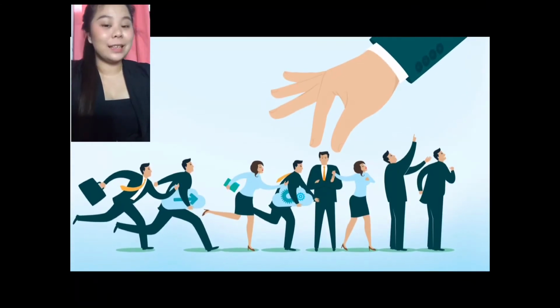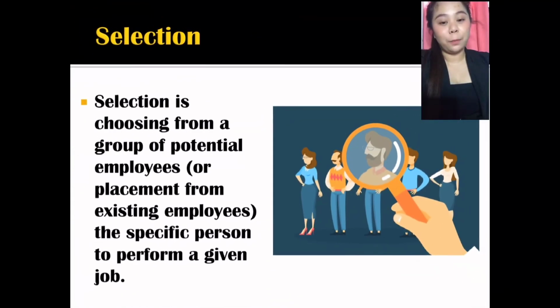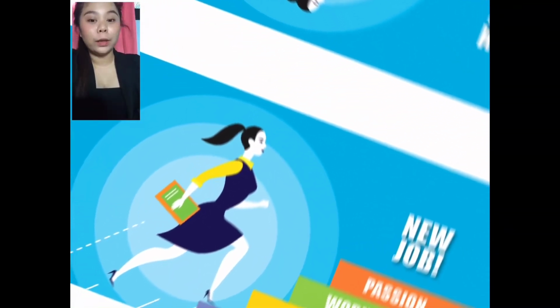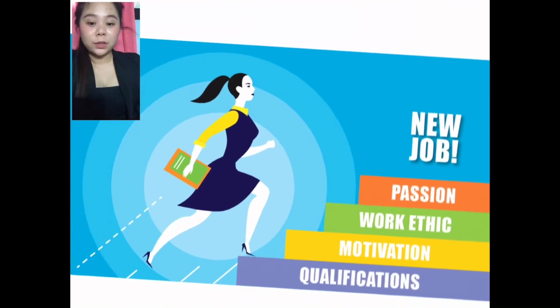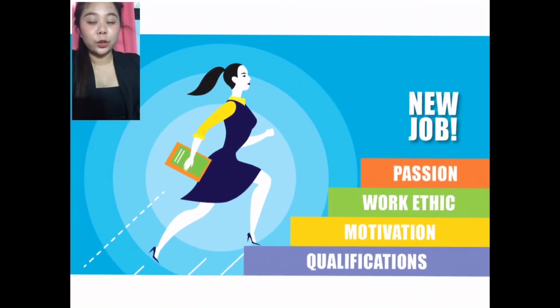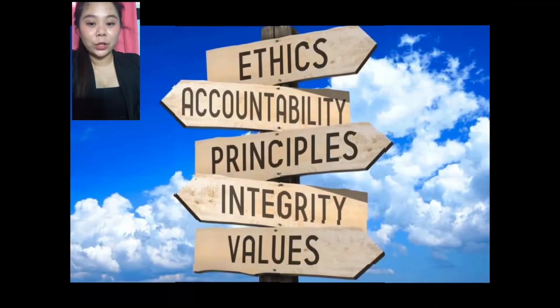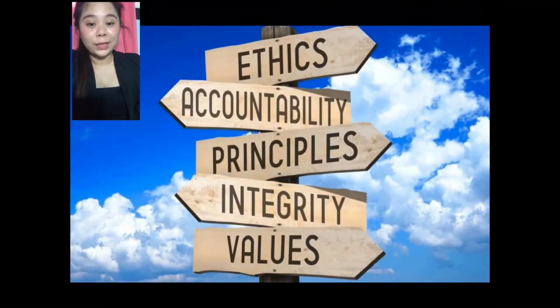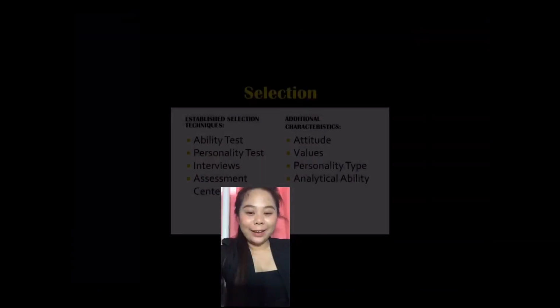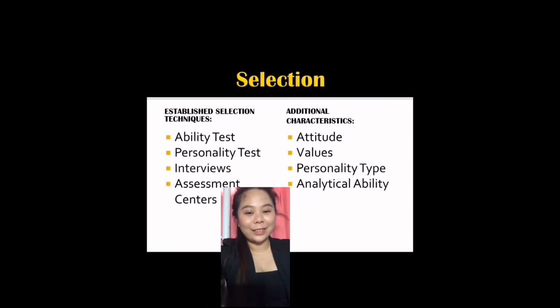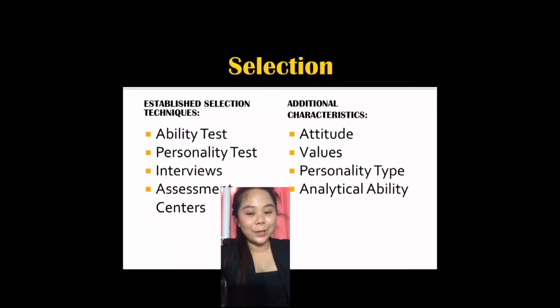What is selection? Selection is a process of choosing potential employees or a specific person to perform a given job. The process is not that simple when TQM enters the picture. Job requirements can be determined through job analysis, and a candidate's qualification can be compared with the specific requirements of the TQM company guidelines. Here are some established selection techniques of choosing a qualified person.